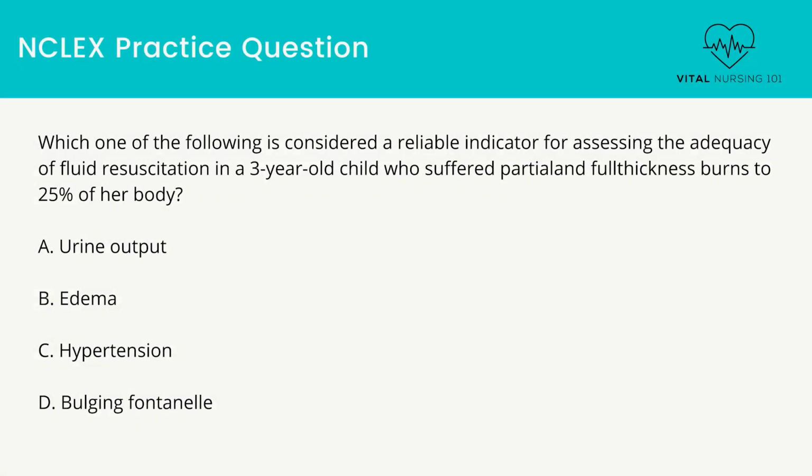Which one of the following is considered a reliable indicator for assessing the adequacy of fluid resuscitation in a 3-year-old child who suffered partial and full thickness burns to 25% of her body? Urine output. Edema. Hypertension. Bulging fontanelle.